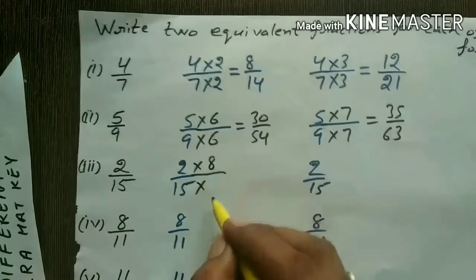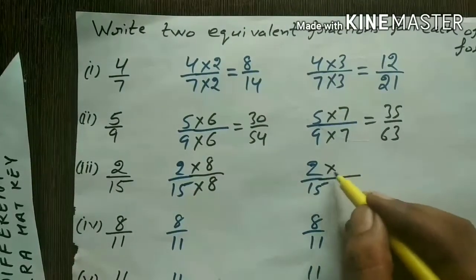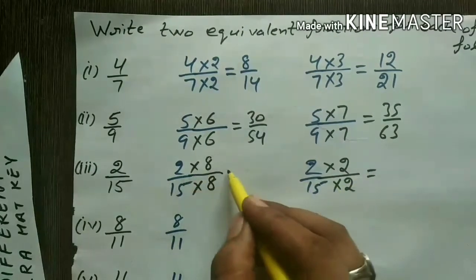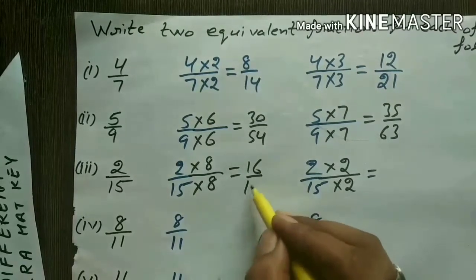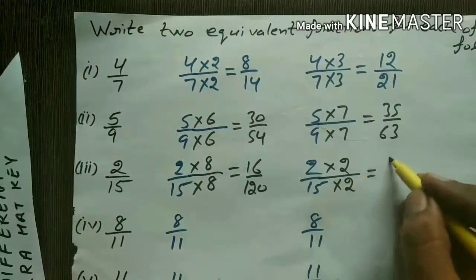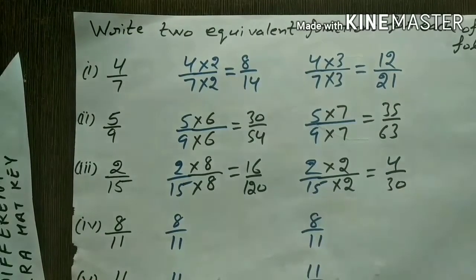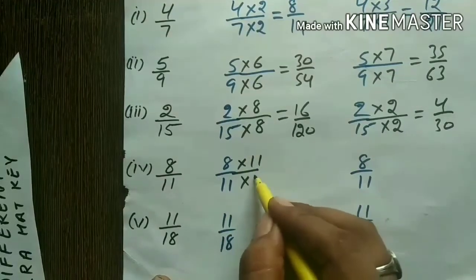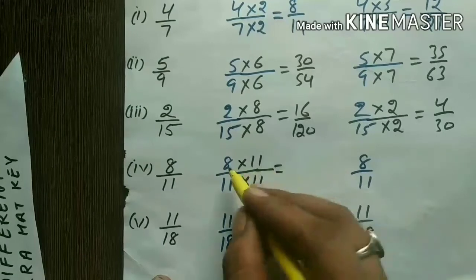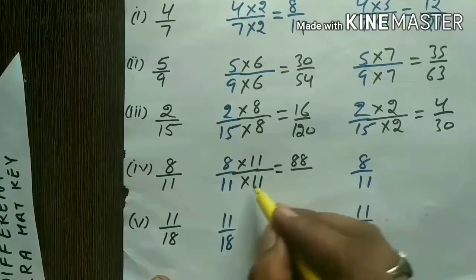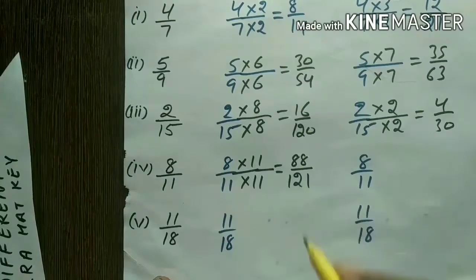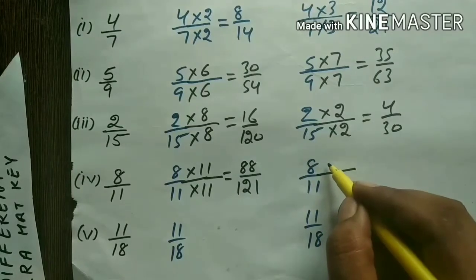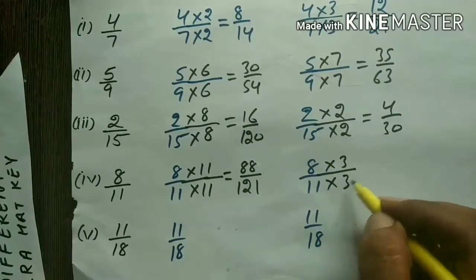I can take here 8 and here also 8, and I can take here 2 and also here 2. So 2 multiply 8, that is 16, and 15 multiply 8, that is 120. Now 2 multiply 2, that is 4, 15 multiply 2, that is 30. Now you can multiply this with 11 and this with 11. Now 11 multiply 8, that is 88, and 11 multiply 11, that is 121. Now student, 18 multiply, now you can multiply this with 3 and 3 also.